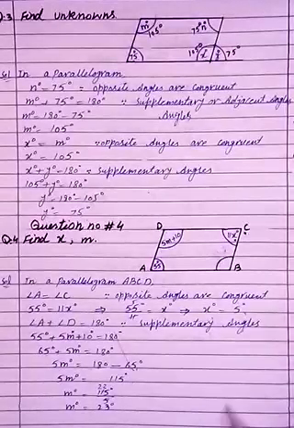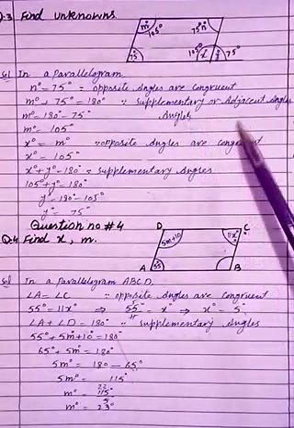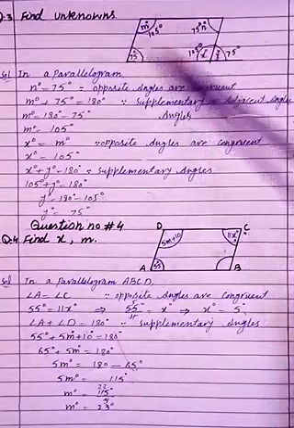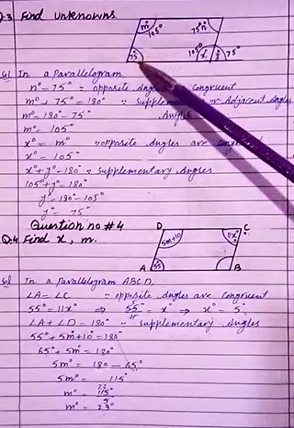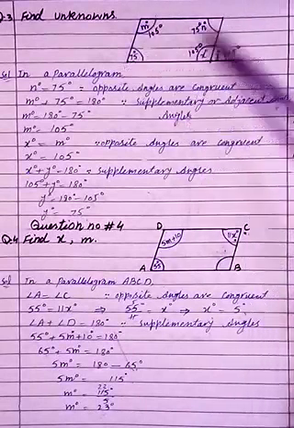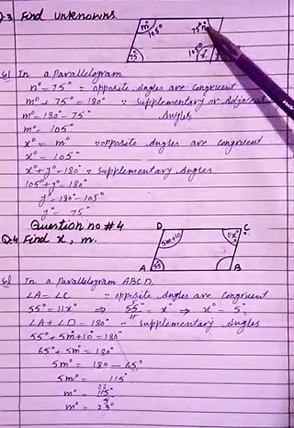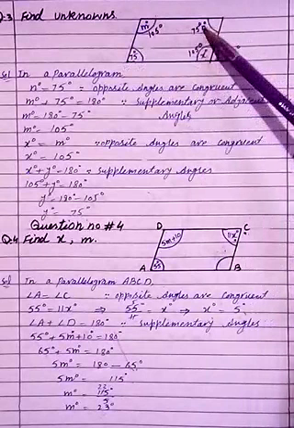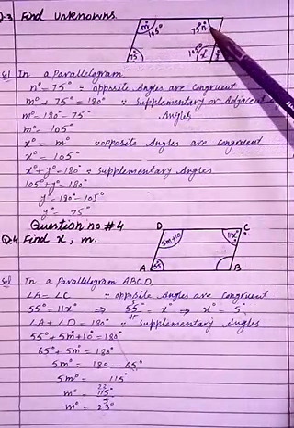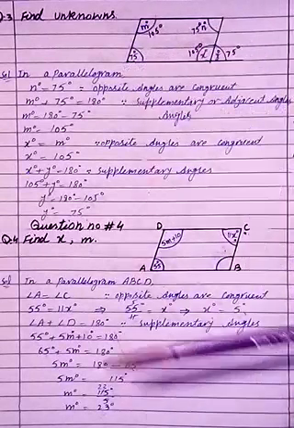Now that is the review exercise 11. Now question number 3, find unknowns. You know that this is a parallelogram. Just one angle is given, 75 degree. You have to find n. N, its opposite angle is 75, so n must be equal to 75 because opposite angles are congruent.